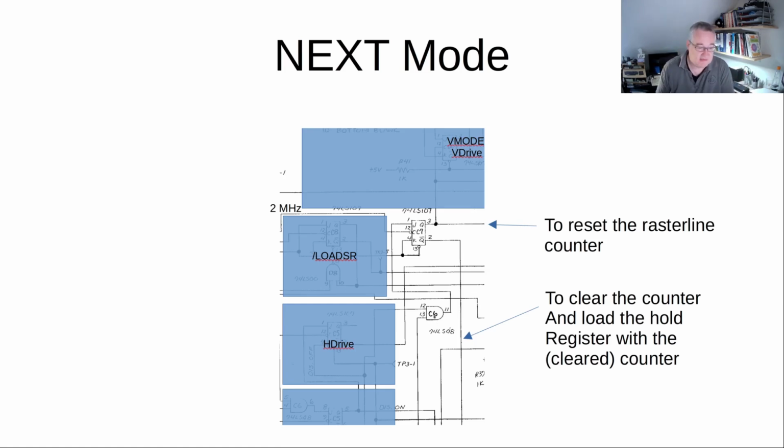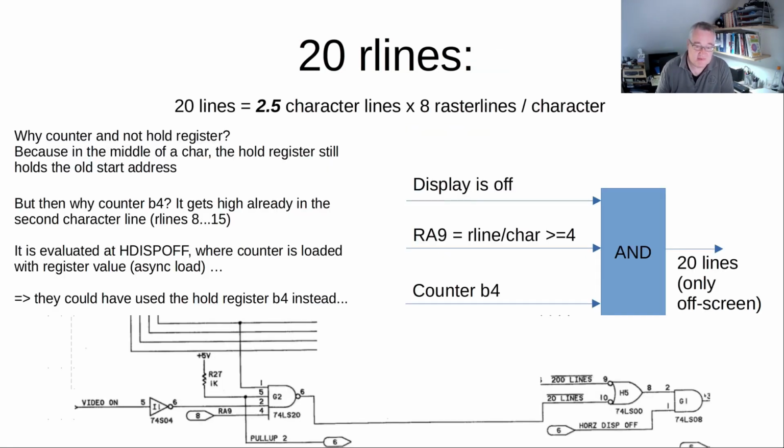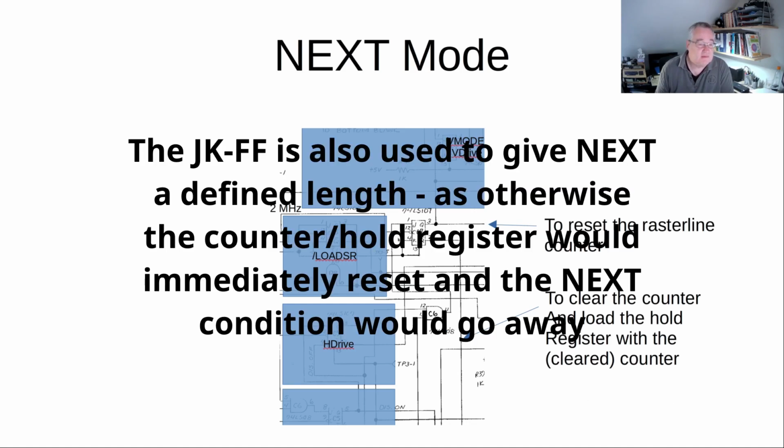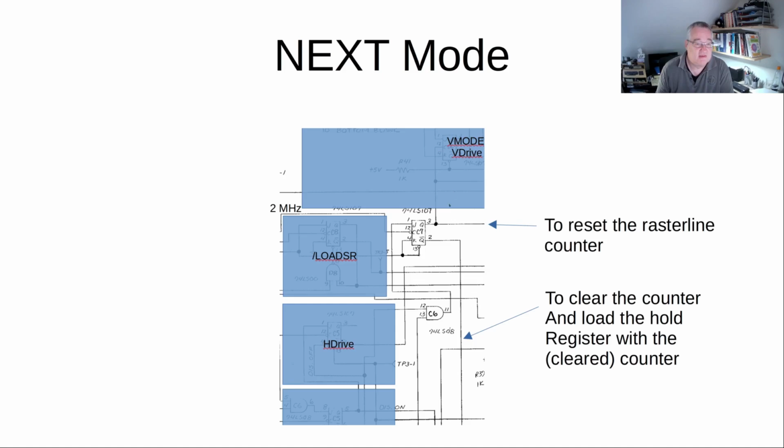This is actually the C6. Is this one here? Is the last one here that ends with the horizontal display off. And then we have the JK flip-flop coming from the 2 MHz line to synchronize with the clock, and then we have the next going to the mode, and then to reset the raster line counter. Let's have a look at the raster line counter next.